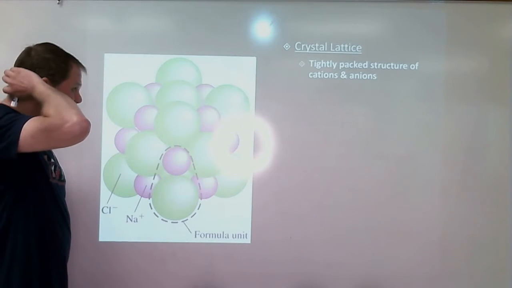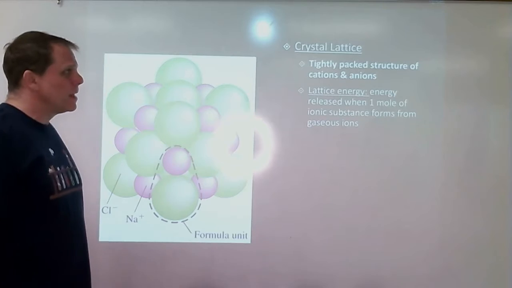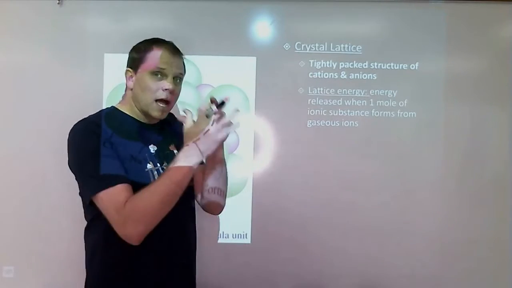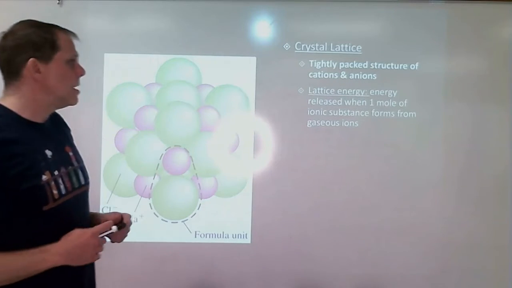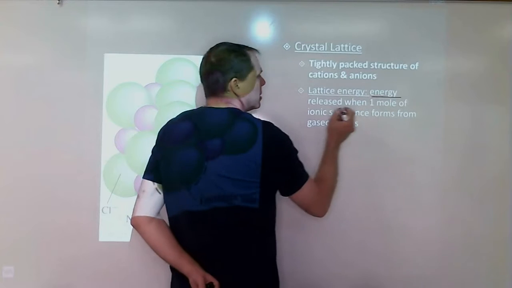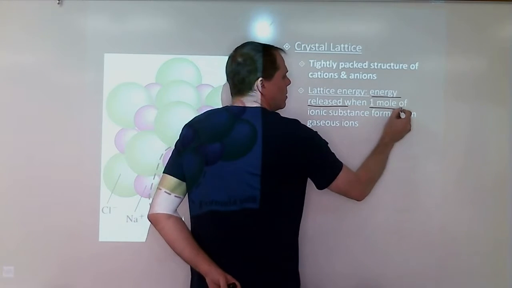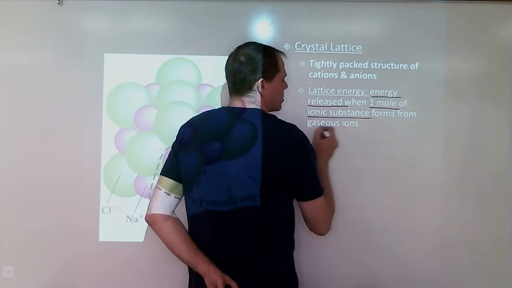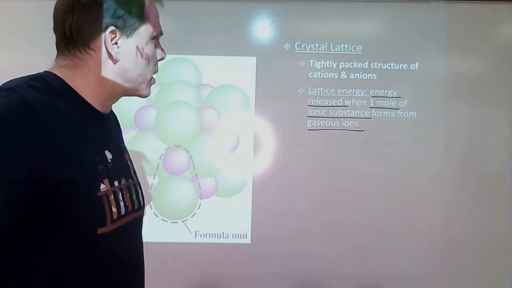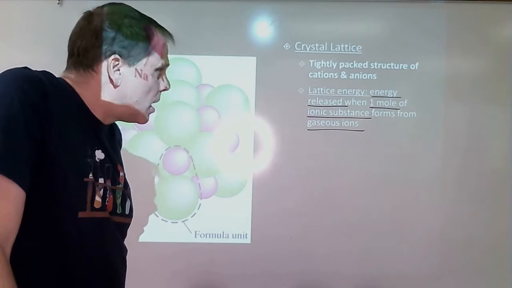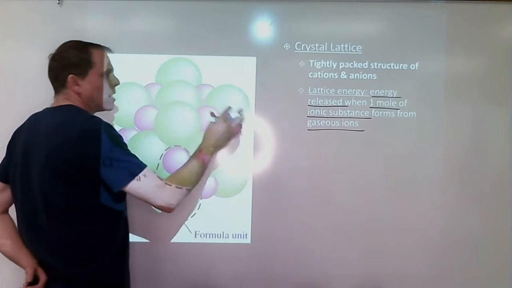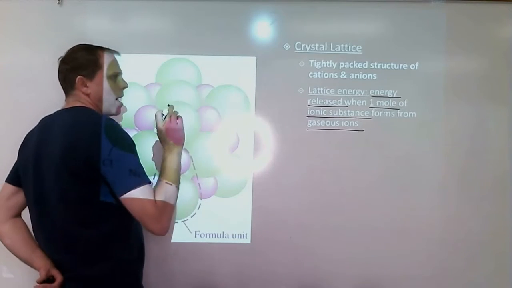What is a crystal lattice? Tightly packed structure of cations and anions together. And again, remember, you can have crystals that are molecular compounds, but in this case, when we're talking about ionic compounds, they're cations and anions put together. And lattice energy is a specific term that talks about the energy released when 1 mole of ionic substances forms from gaseous ions. Okay, actually, I don't know if they have something called a lattice energy for molecular crystals. I'm guessing they might, but it's not something that we typically refer to in chemistry. We talk about the ionic substances having a lattice energy.